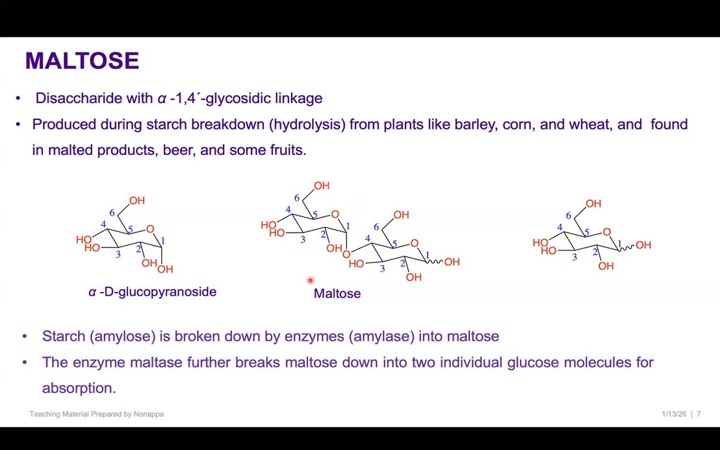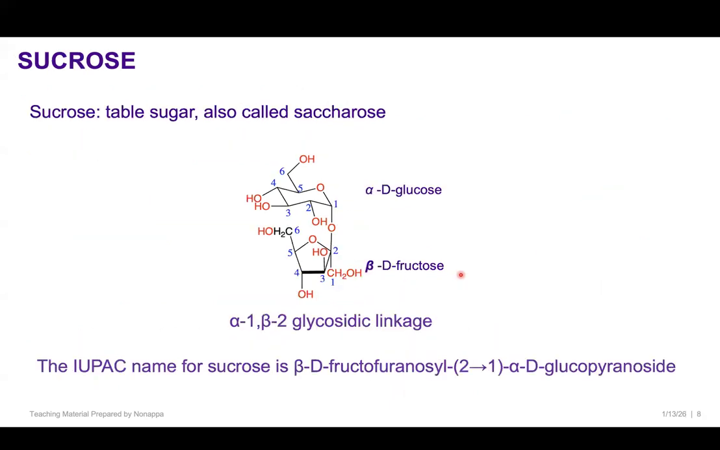This can be obtained by hydrolyzing amylose, one of the components of starch. The enzyme amylase can break amylose into maltose. And further, an enzyme called maltase can break this into two glucose molecules that will be used for absorption.